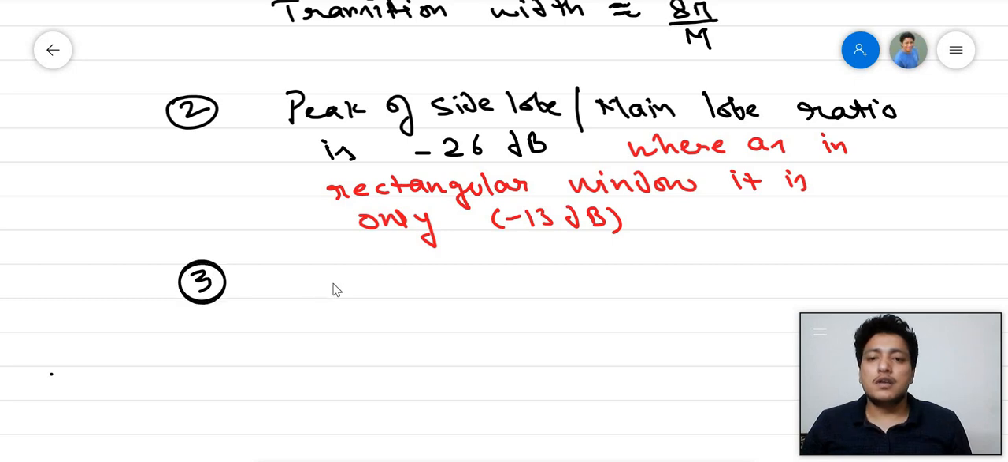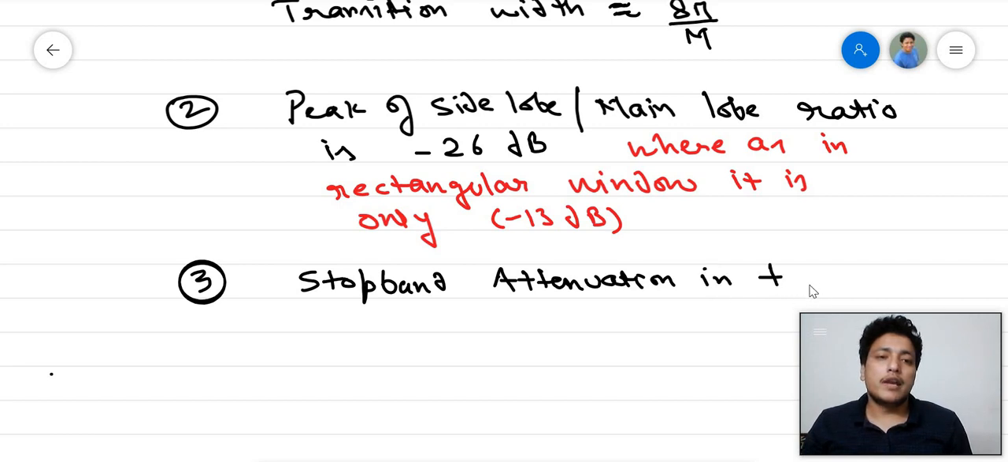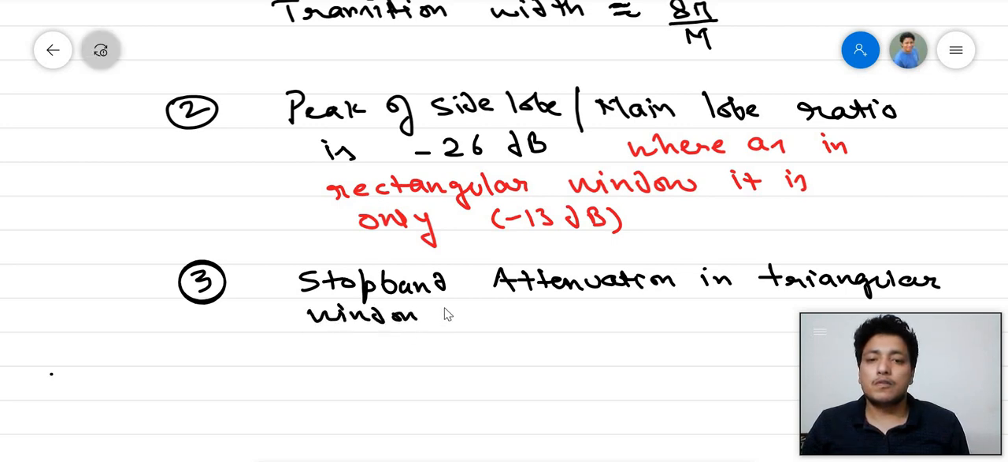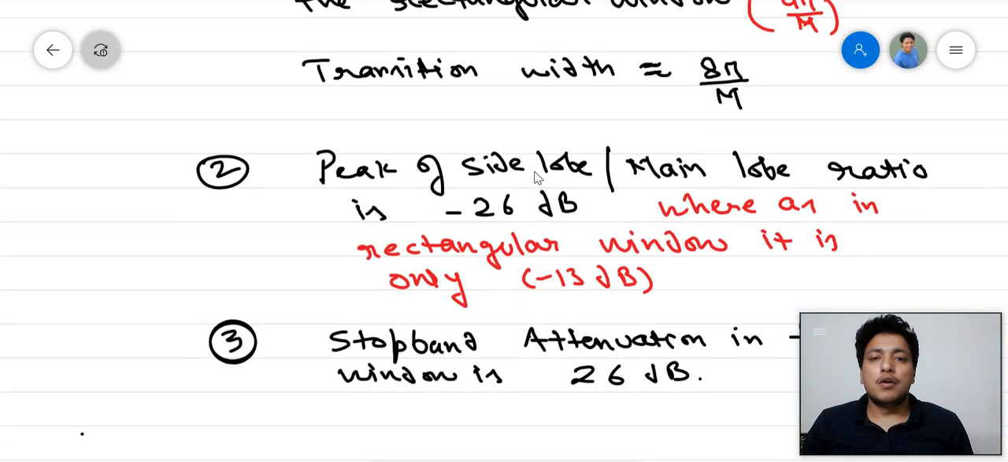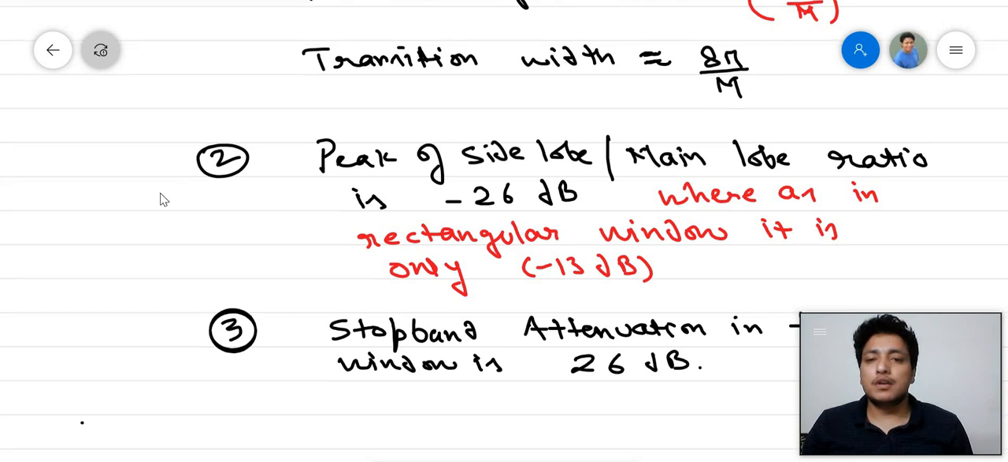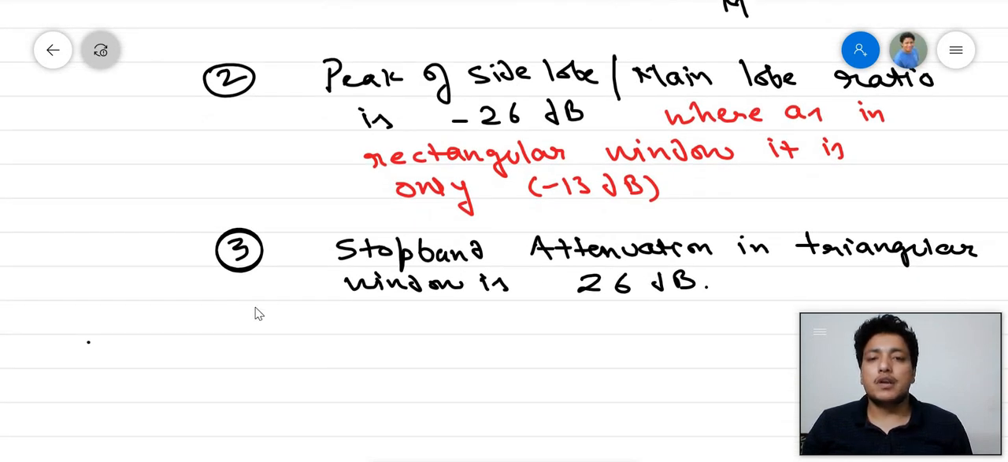Third is the stop band attenuation. In the triangular window it is 26 dB. These are the important three points which we should look at in every window. First, what is the main lobe width? Second, the peak of side lobe over main lobe ratio. Third is the stop band attenuation of that particular window.